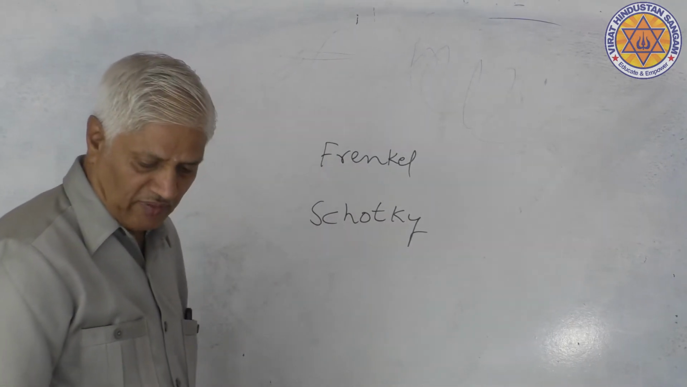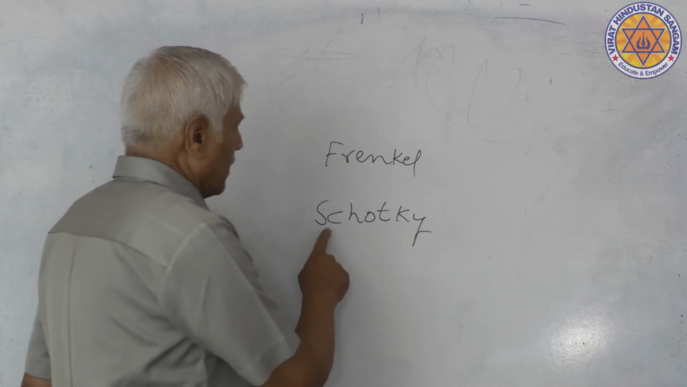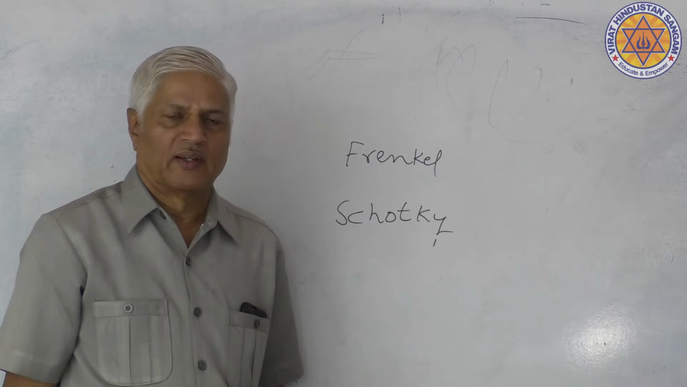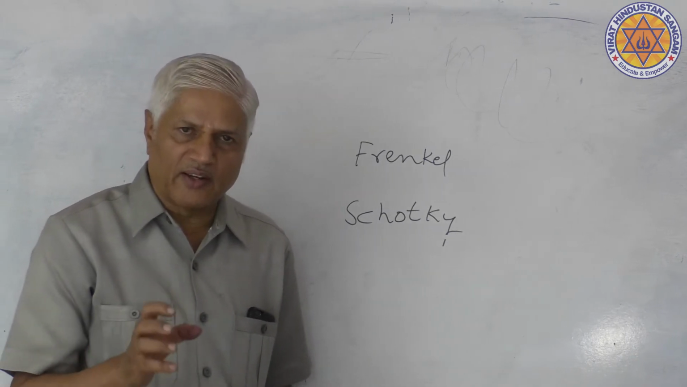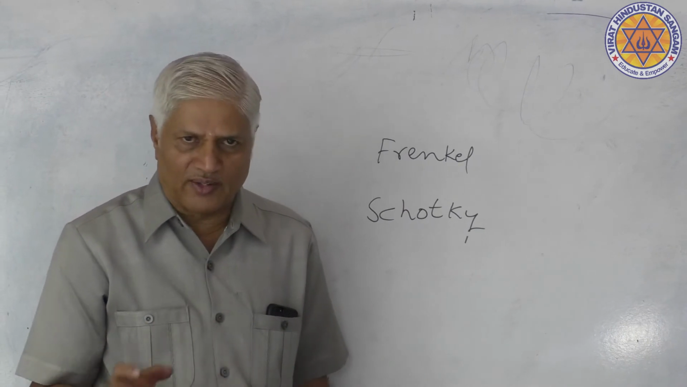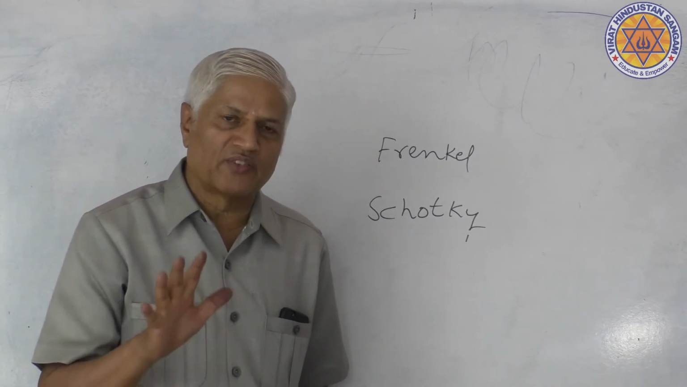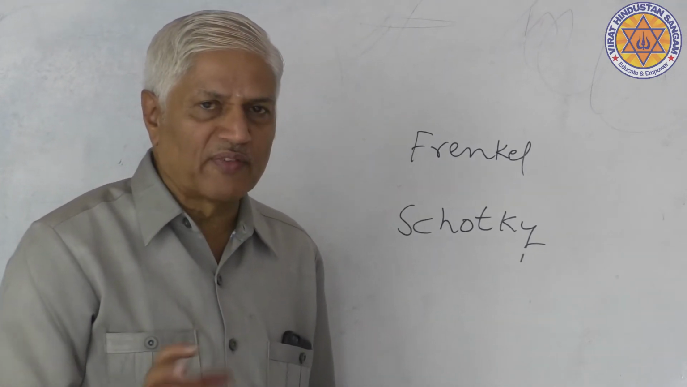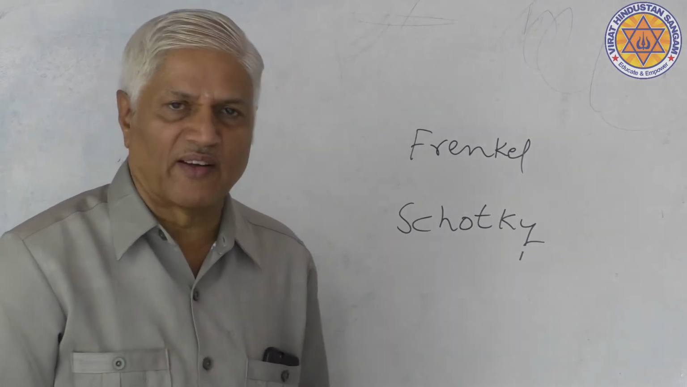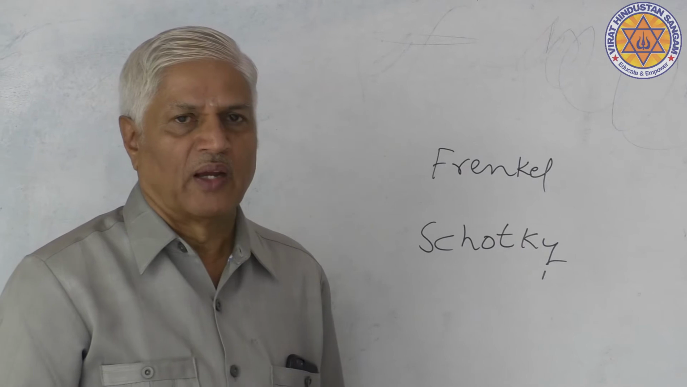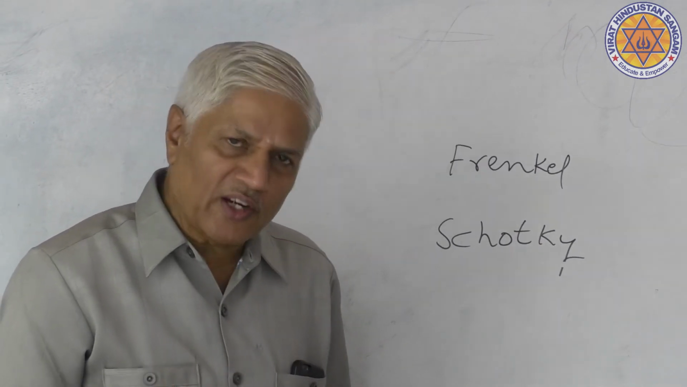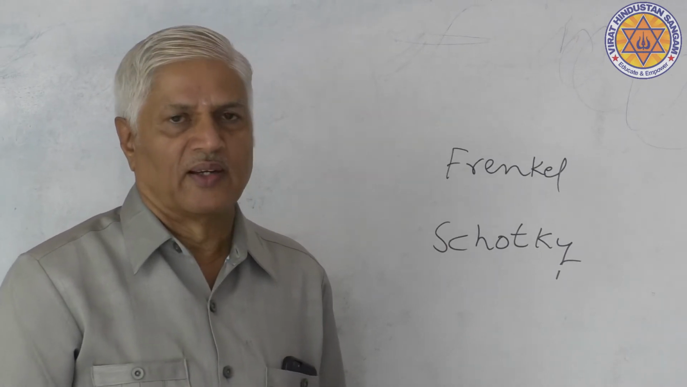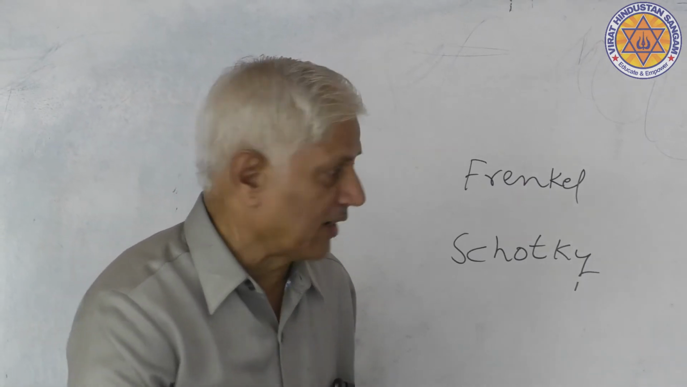There are some conditions. In fact, you should know the conditions also. For Schottky defect, the condition is the cation and anion of the salt must have almost the same size. No much difference. Condition number 1, no much difference in the size of cation and anion. Condition number 2, high coordination number. If these two properties are there, then the salt shows Schottky defect.